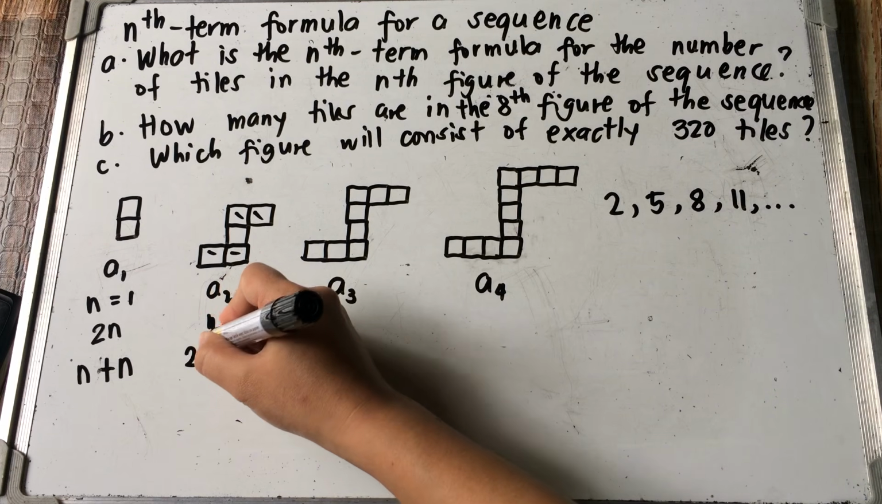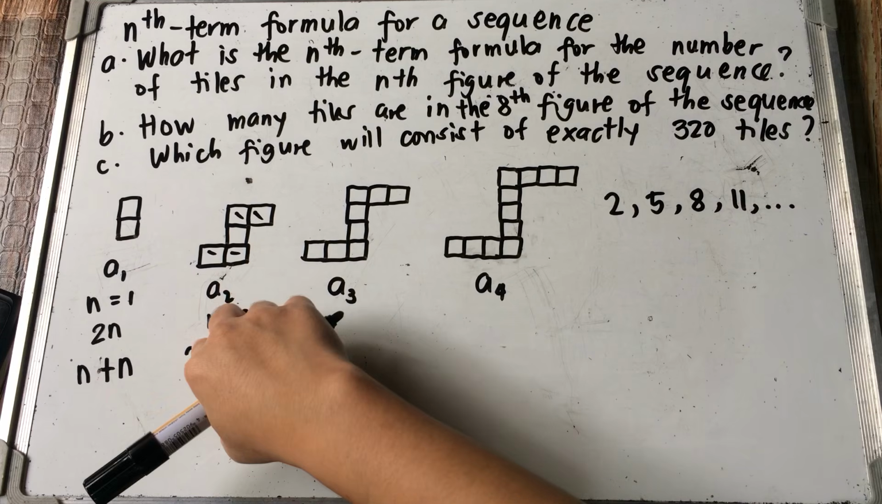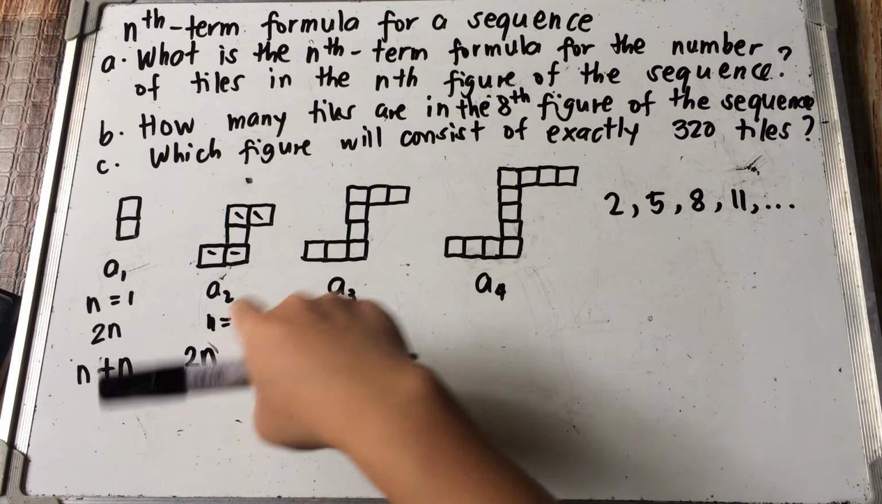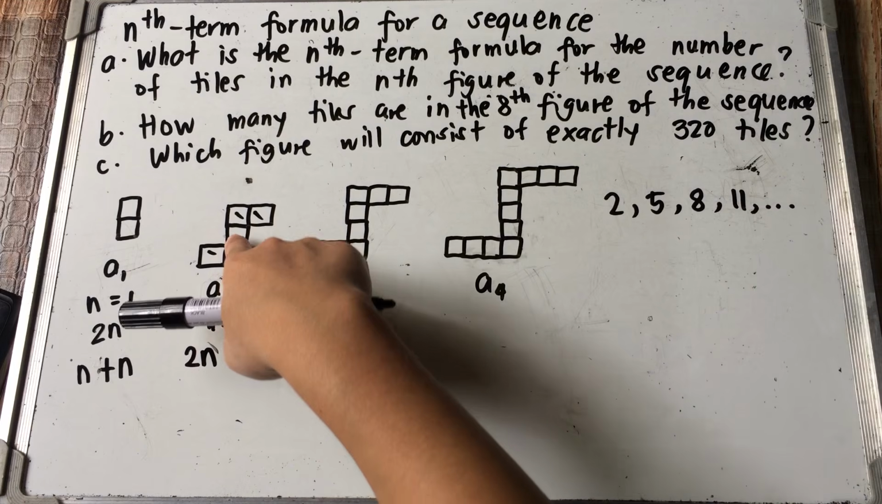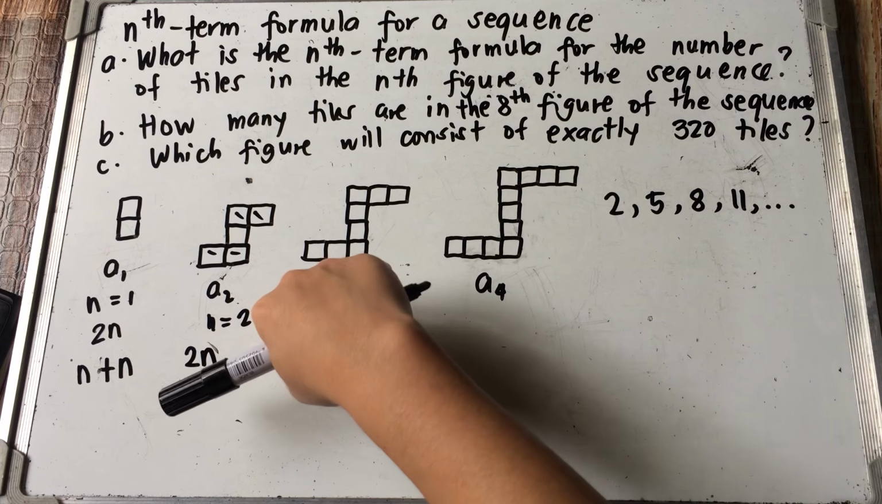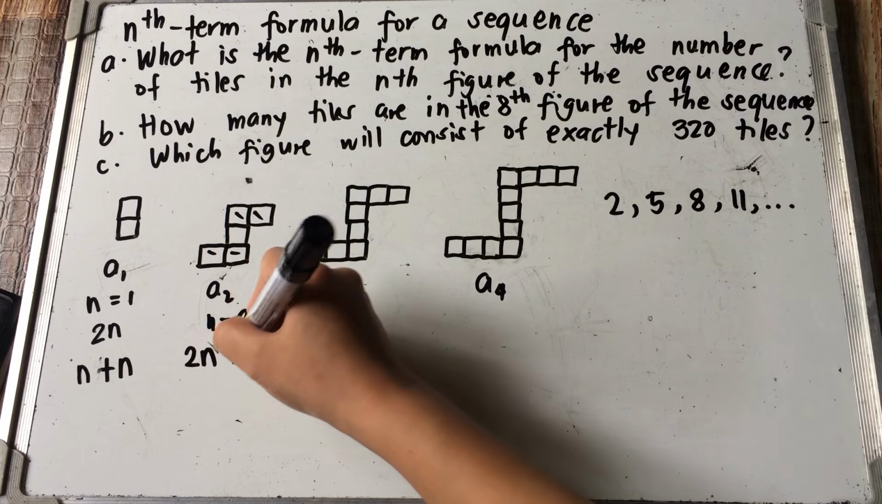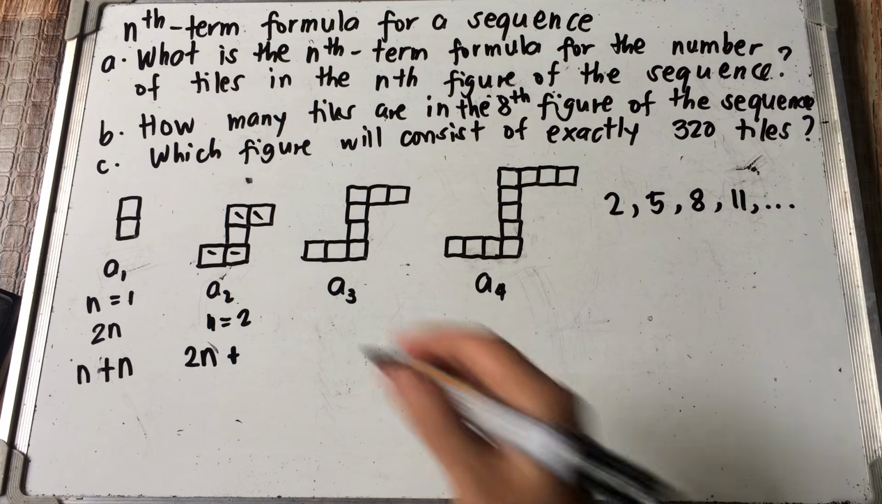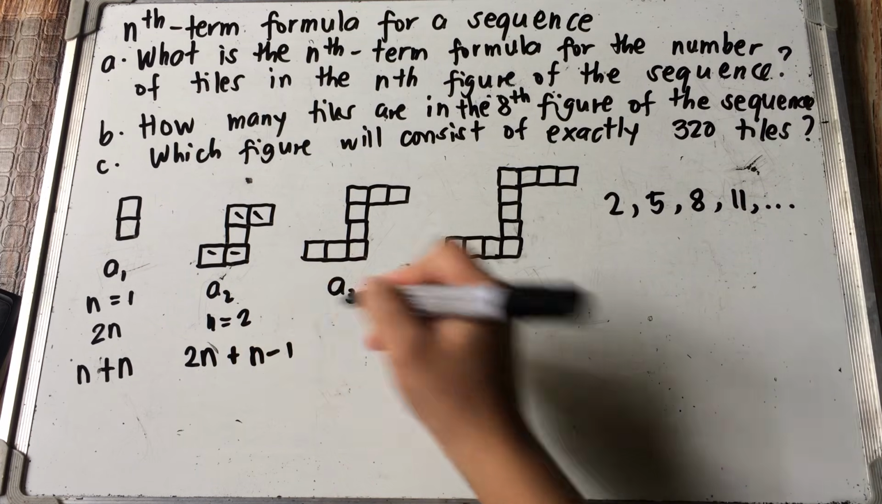So, pwedeng 2n. Kasi ang n natin ay 2. And then, yung walang mark, na may natira tayong isa. So, paano mo i-represent yung isa na yon using n? Ang n natin ay 2. So, plus 2 minus 1 or n minus 1. Ayan.